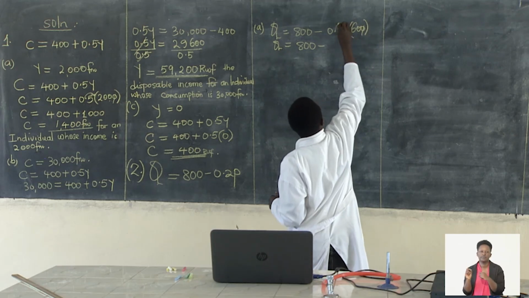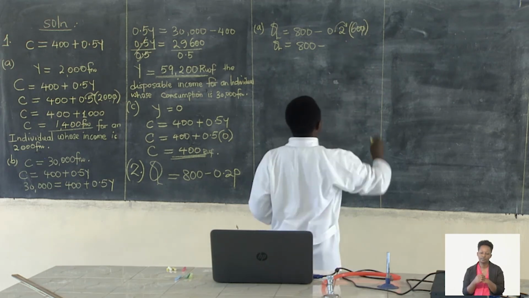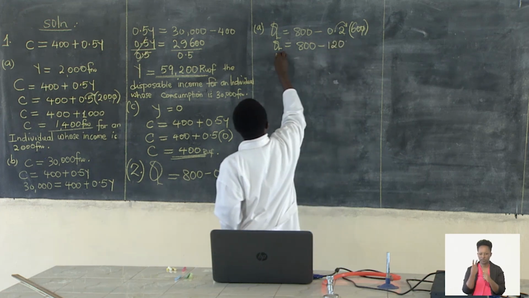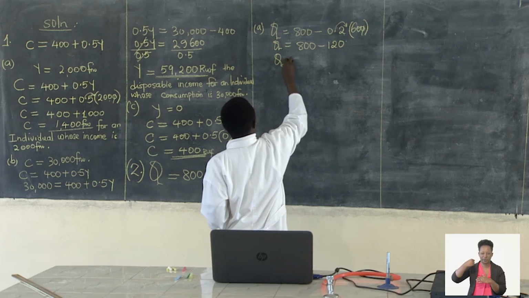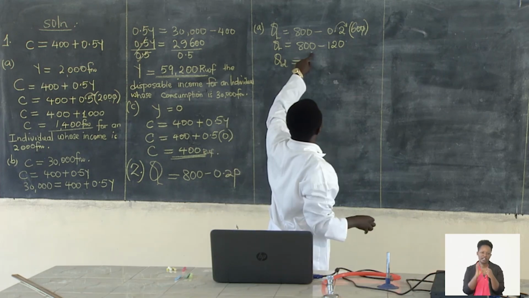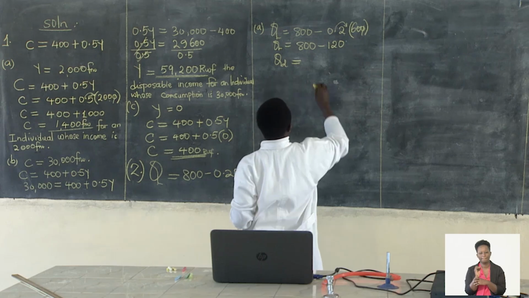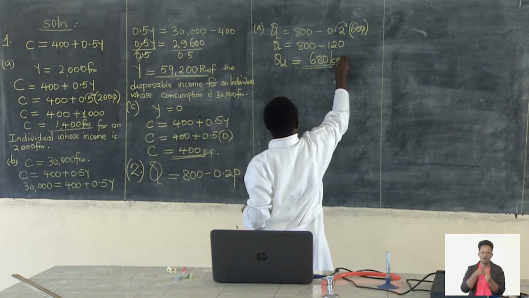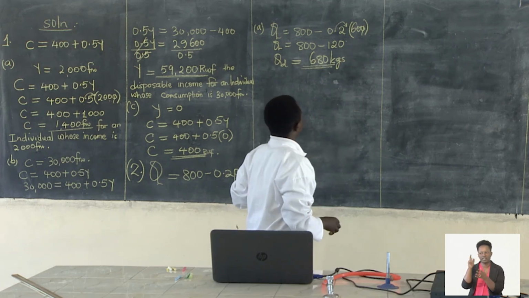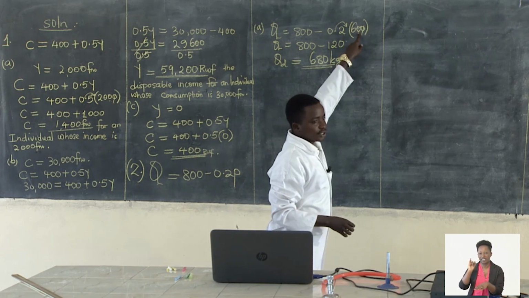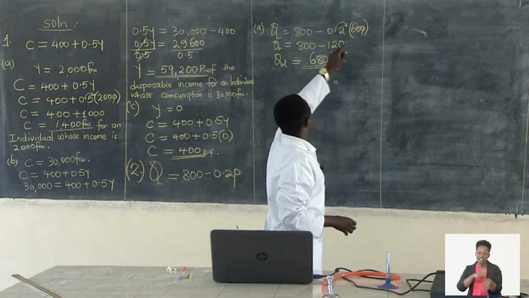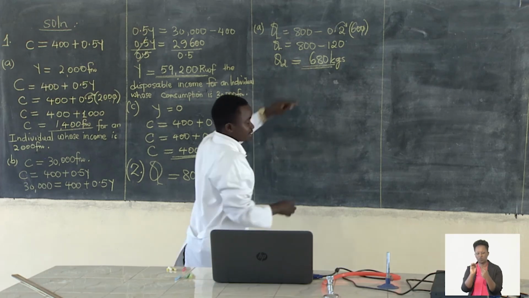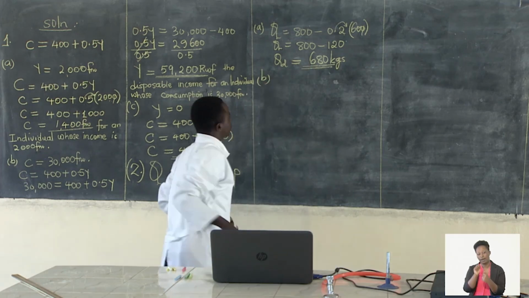This 0 takes away this decimal point, then you remain with 2 times 60. 2 times 60 is 120. So our quantity demanded will be, if you get 800 and take away 120, you remain with 680. This will be our quantity demanded of that commodity when the price of it is 600. When the price of the commodity is 600, the quantity demanded will be 680 kilograms. So that is part A of that question.